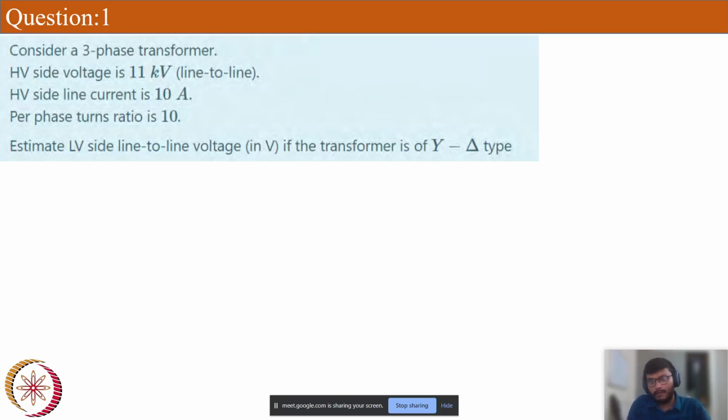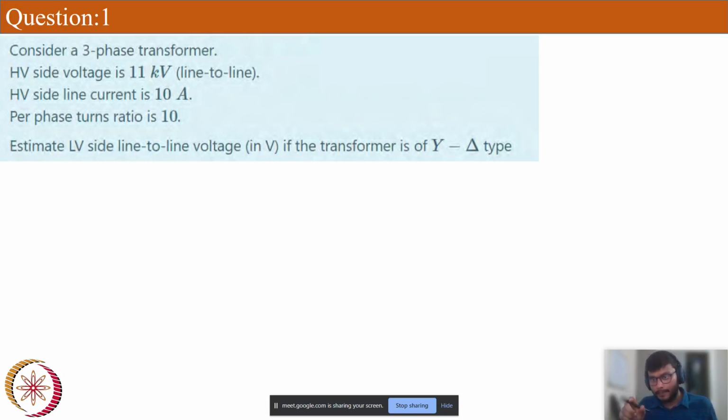Nice. So we were given the turns ratio, that is 10. With that data, let me just draw my transformer. What was asked? We have to estimate the low voltage side line to line voltage if the transformer is of star delta type. That's the important part. Based on the connection, what kind of transformer, all ratings and calculations would change. So please keep in mind what kind of connection they asked us to do.